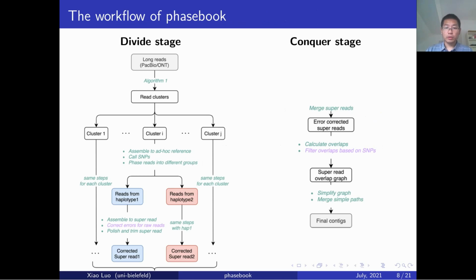Briefly, our approach firstly splits raw reads into small classes based on read overlaps and separates reads into two haplotypes in order to obtain haplotype-specific consensus sequences, which are also called superreads. So superreads are error-corrected and longer sequences. Secondly, phasebook constructs an overlap graph where nodes correspond to superreads and edges indicate that the superreads stem from identical haplotypes. Based on the resulting overlap graph, phasebook extends superreads into haplotypes as the final output.